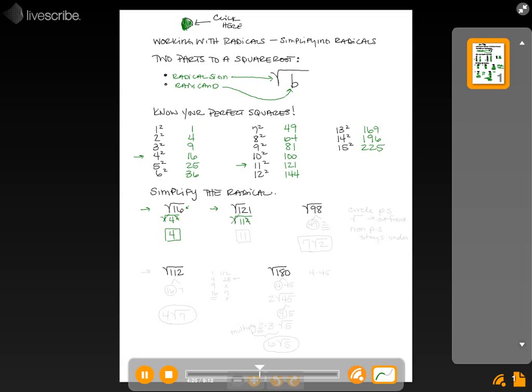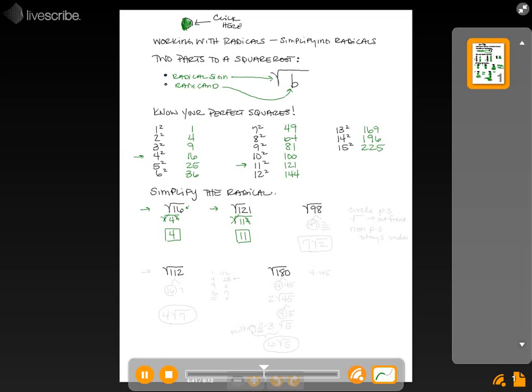The square and the square root cancel each other out, and we're left with 11. Okay? Those are easy examples. When we get to something like the square root of 98, 98 is not in our chart, so this is where it gets a little different.